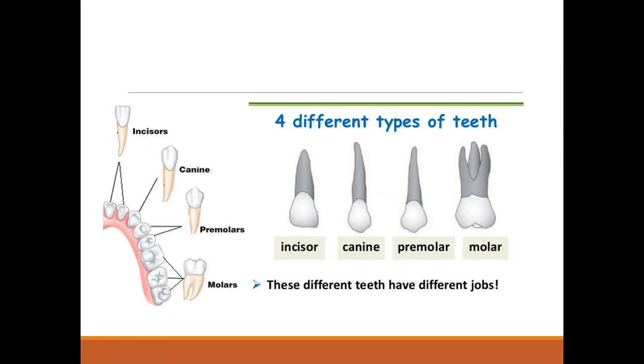There are 4 types of teeth: the incisor, canine, premolar, and molar. These teeth have different jobs. The incisors are used for biting, and we're going to talk a little bit more about it in the next slide. Canines are used for tearing. Premolars are used for chewing, as well as molars.